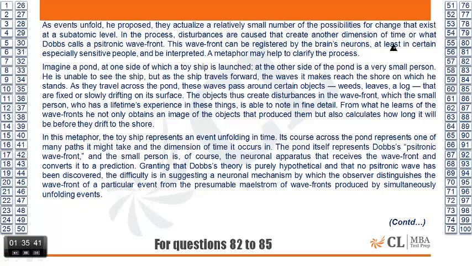A metaphor may help to clarify the process. So let's check this and focus on this particular paragraph. Imagine a pond, at one side of which a toy ship is launched. And on the other side of the pond, a very small person. He is able to see the ship, but as the ship travels forward, the waves make it reach the shore on which he stands. As they travel across the pond, these waves pass through certain objects, weeds, leaves, and logs, that are fixed or slowly drifting on the surface.